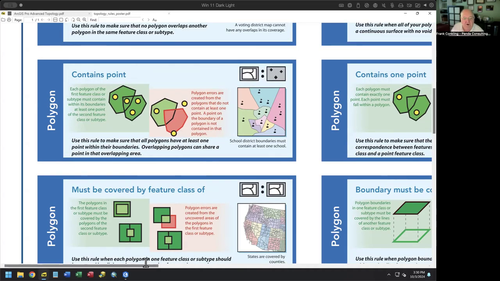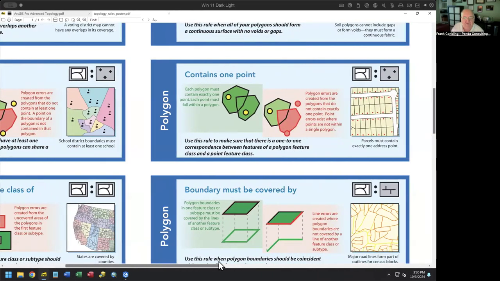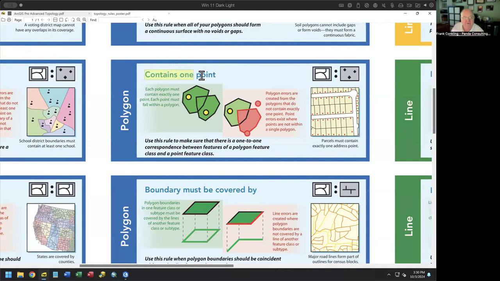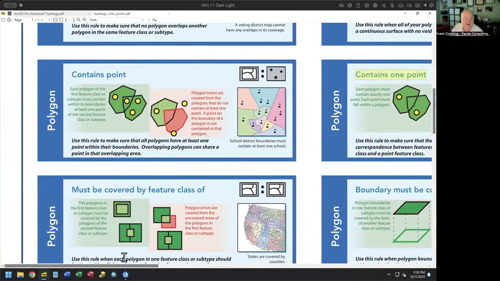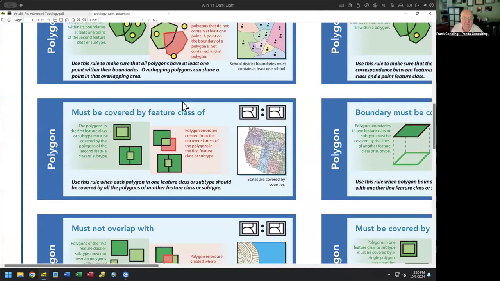By the way, there's a corresponding rule to it just over here. This rule says it only contains one point. So if you have more than one point inside of there, it will mark it as an error. You can also get a polygon marked as an error that does not contain a point inside of here. So you'll find those that do not have any points on them.